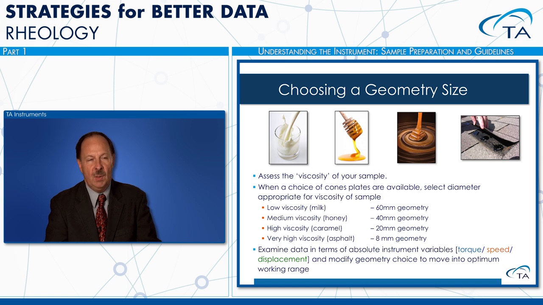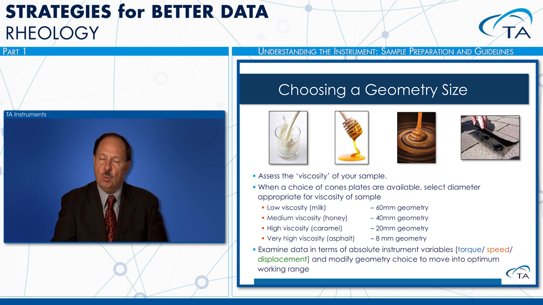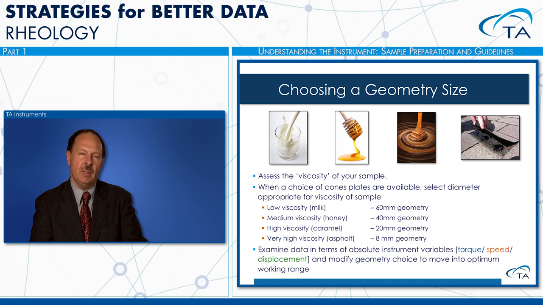If you're working at a candy factory and you want to get the viscosity of caramel, 20 would be more appropriate. Again, it doesn't mean that the 40 wouldn't work. It's just you'd probably feel better with this. And again, there's a lot of overlap with the different diameters that you'd be working with. As you go to very high viscosities, especially around room temperature, or if you're working with a pressure-sensitive adhesive at room temperature, 8 millimeter is the geometry diameter that we would most likely be using to characterize our materials.